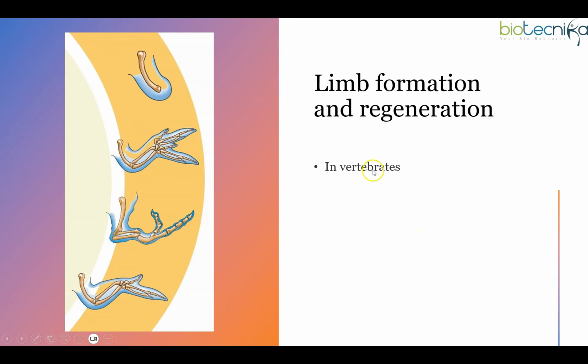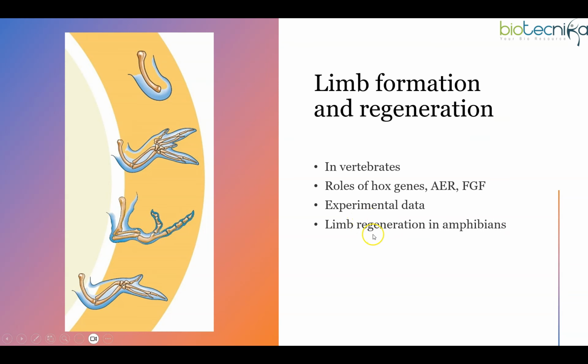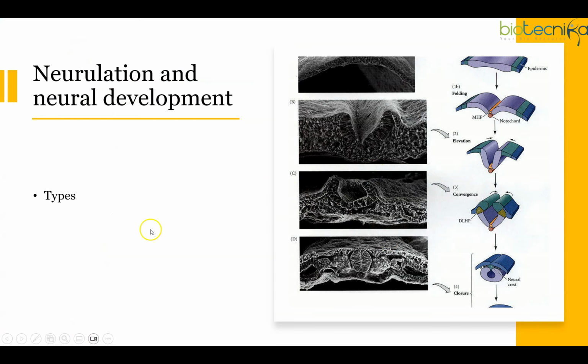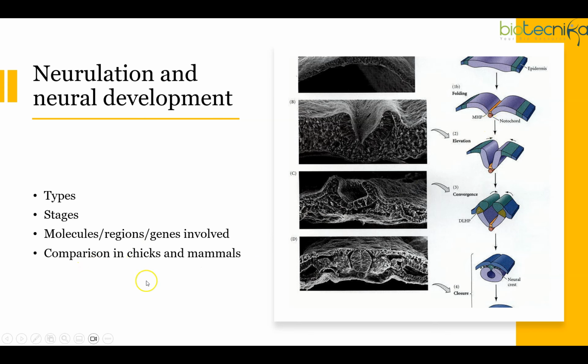So in limb formation and regeneration, you have to study the tetrapod limb development in vertebrates, the roles of different Hox genes, and experimental data-based questions, limb regeneration. In neurulation, you can study the types, primary, secondary neurulation, the different stages of that, how the BMP signaling is done, and how the folding is done, what is notochord, the notochord axis formation, what will give the ventral signal, what will be the dorsal signal, the molecule regions and the genes involved. And neurulation questions have come for comparison in chicks and mammals, like neurulation in chicks and neurulation in mammals. They can ask comparison questions.